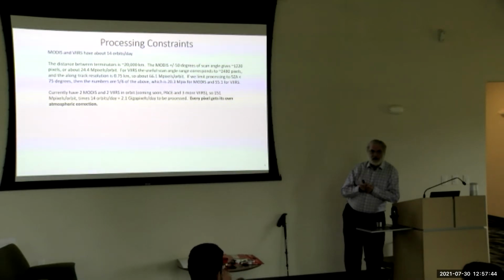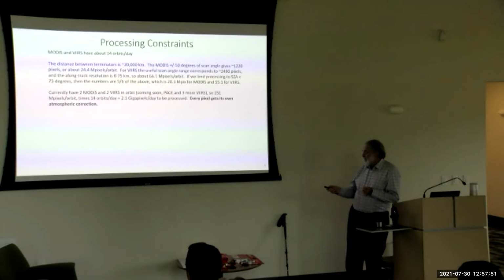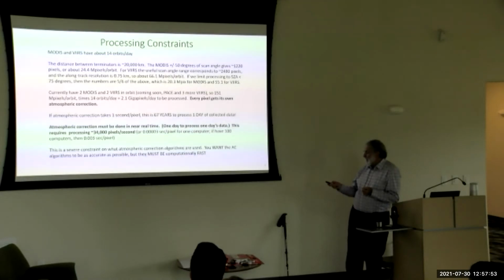Anybody know how long 1 billion seconds is? I'm the only one here that's 2 billion seconds old. 2.1 billion pixels is 67 years at 1 second per pixel.